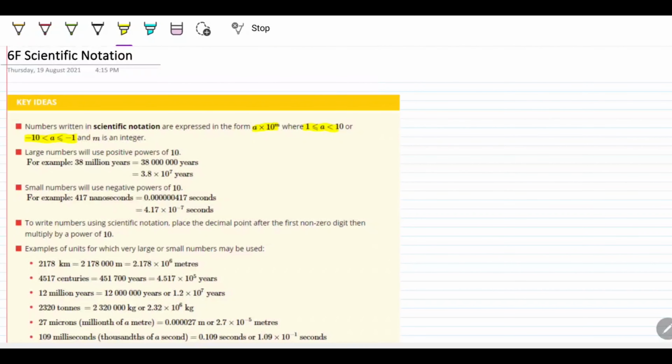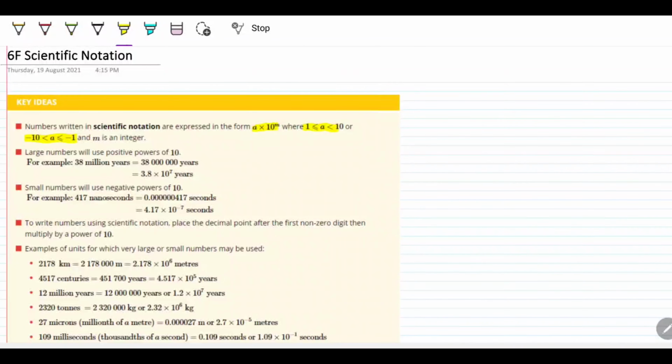Here I want to go through 6F with scientific notation. Numbers written in scientific notation are expressed in the form a times 10 to the m, where a is greater than or equal to 1 and less than 10, or a is less than or equal to minus 1 and greater than minus 10.